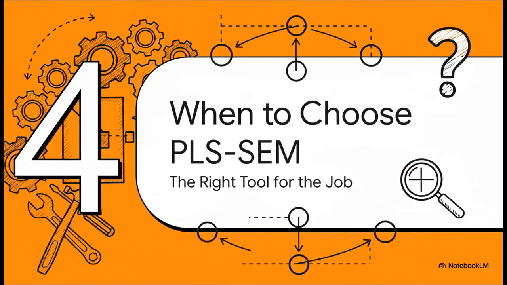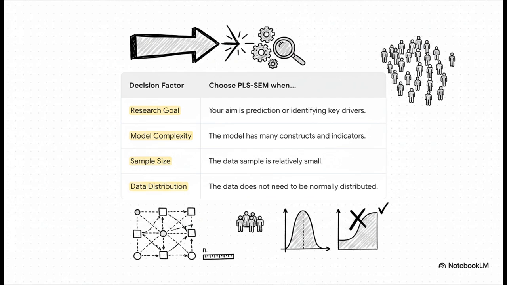Okay, that's the how. Now for probably the most important question. When should you actually use PLS-SEM? Like we said, it's all about picking the right tool for the right job. This little table gives us some fantastic rules of thumb. You want to go with PLS-SEM when your main goal is prediction or finding the key drivers of something. It also really shines when your model gets super complex, with tons of concepts and questions. And here's the big one. It's incredibly flexible. It works well even if you have a pretty small sample size, or if your data isn't perfectly normal. It doesn't fit that nice, clean bell curve that a lot of other methods demand.